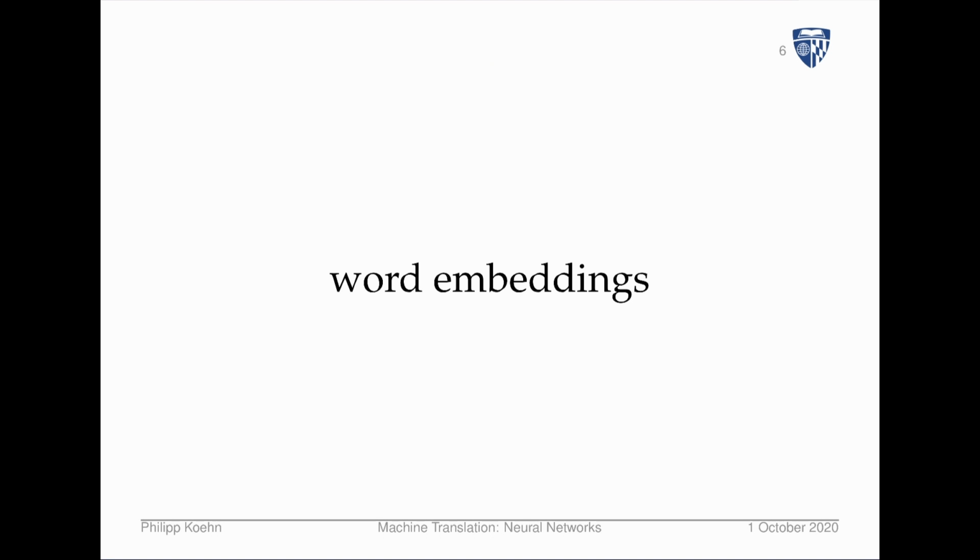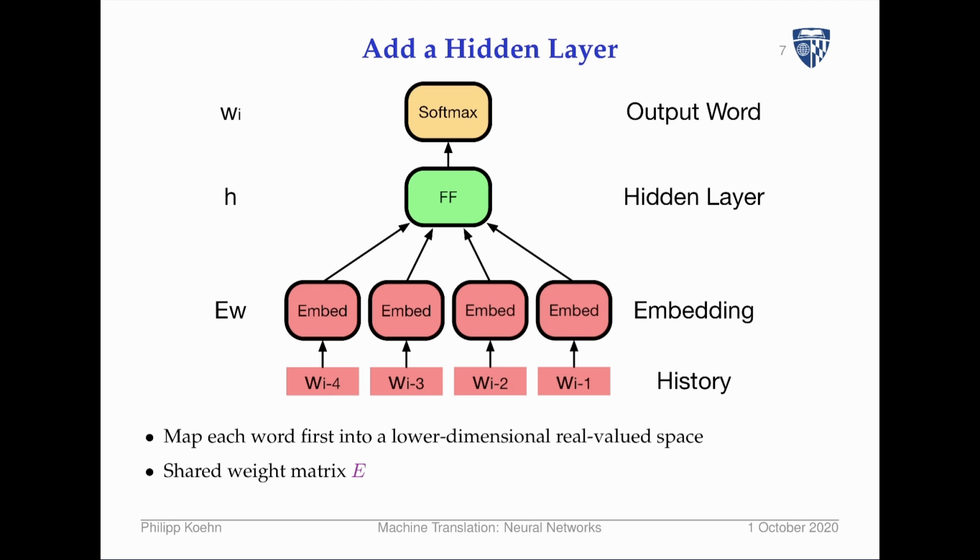Okay, let's move to the idea of word embeddings. So this is our model, and we're going to add now another hidden layer, which is the embedding layer. So this here is our new thing that we just added. And why do we do that?